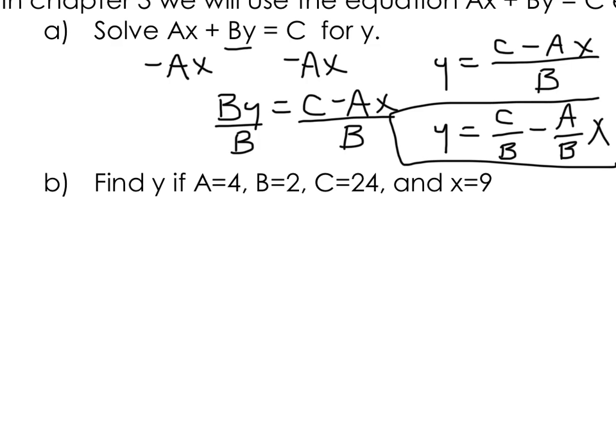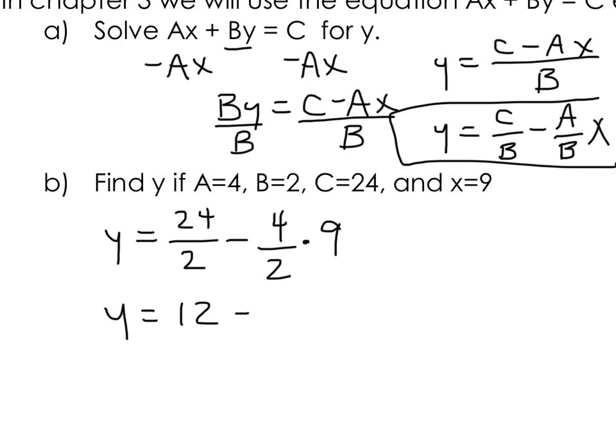Okay? So find y if a is 4, b is 2, c is 24, and x is 9. So what is y in that case? Well, we need 24 over b, which is 2, minus a, which is 4, over b, which is 2, and x is 9. So we have 12 minus 4 divided by 2 is 2, times 9. 12 minus 18, y is negative 6.